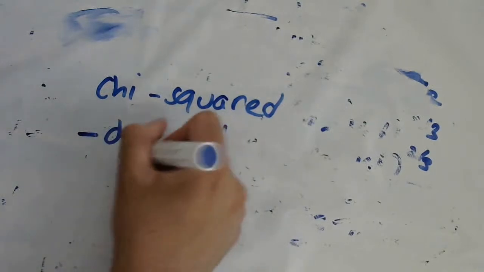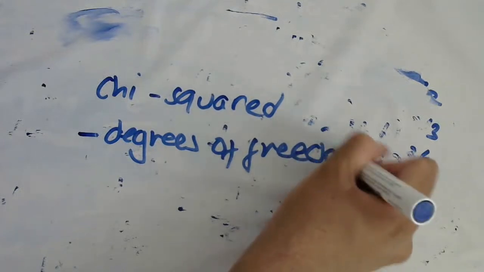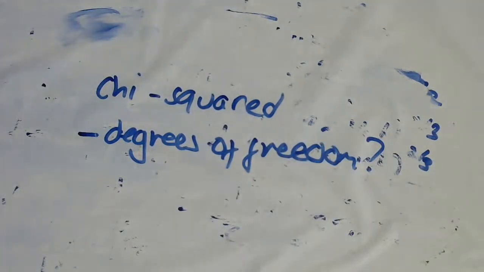All right, chi-squared, you need to have degrees of freedom, okay? And what the hell are degrees of freedom? They're the things that help you classify what part of the table you're in to be able to do stuff.